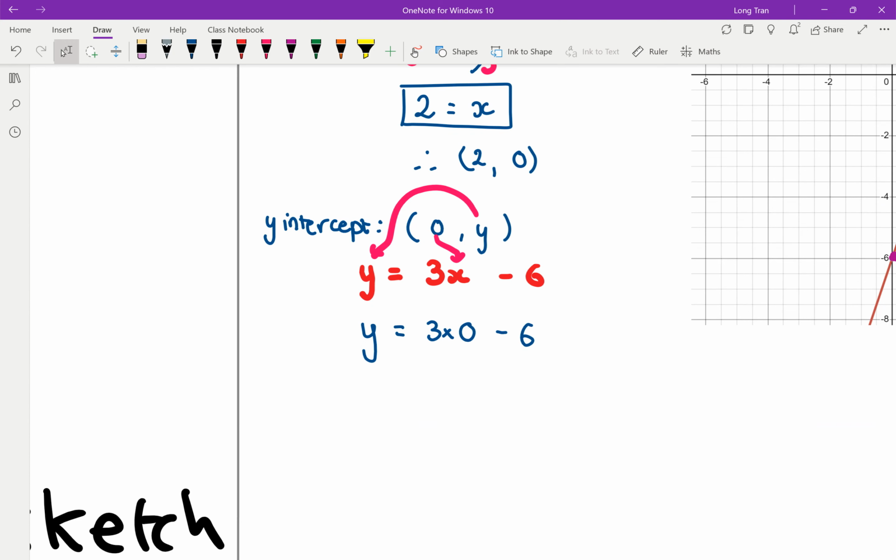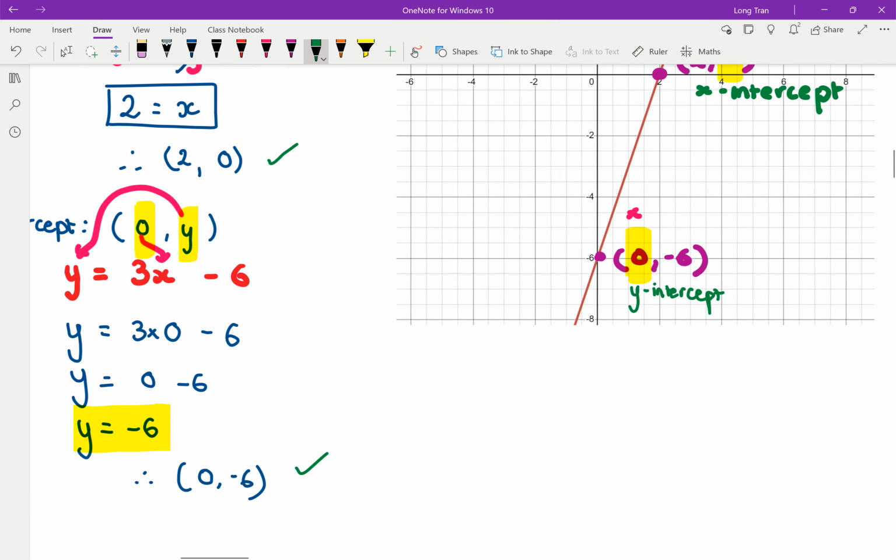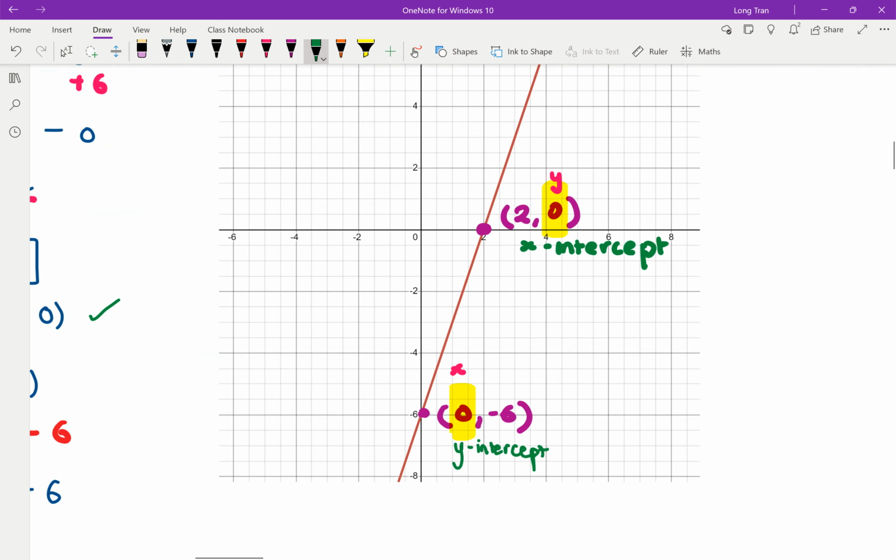Now this is nice and easy compared to the other one just now, wasn't it? Because y is simply equal to 0 minus 6, and therefore y is equal to negative 6. So therefore, when x is 0, because that's what we substituted in, the y value is equal to negative 6. And now I have 2 points. We were looking for 2 points to sketch the equation. I've got (2, 0) and (0, -6), which is exactly the same as what they had over here.